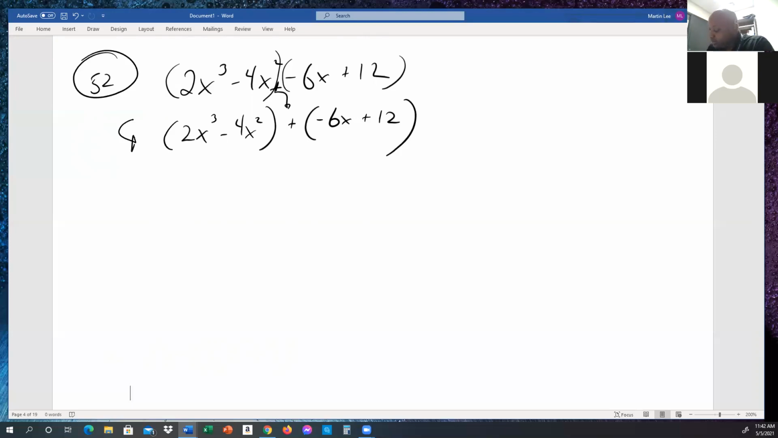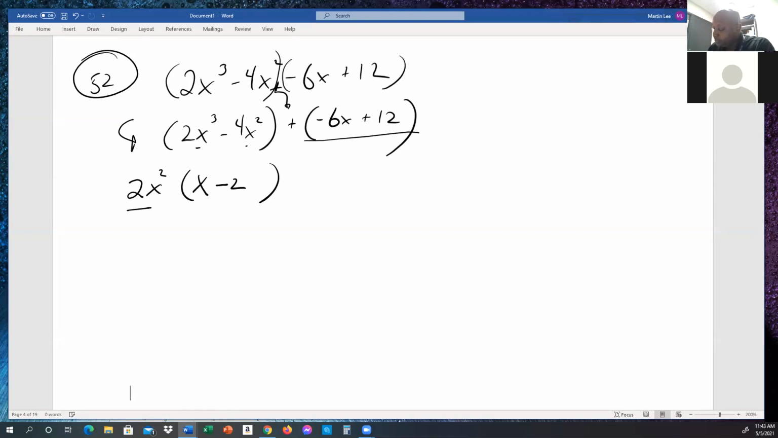Okay, so starting here, I have 2 and 4, whose greatest common factor is 2. Now I have x to the third and x squared, well, they both have at least an x squared. So now 2x squared times what gives me 2x to the third? Well, that's just x. And 2x squared times what gives me negative 4x squared? That's just negative 2.